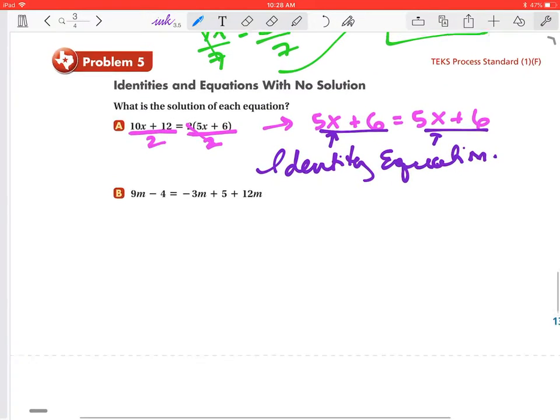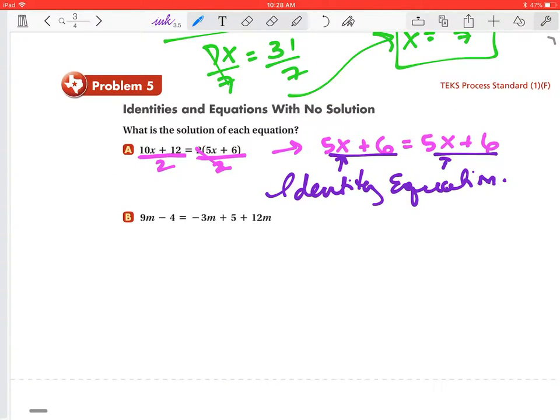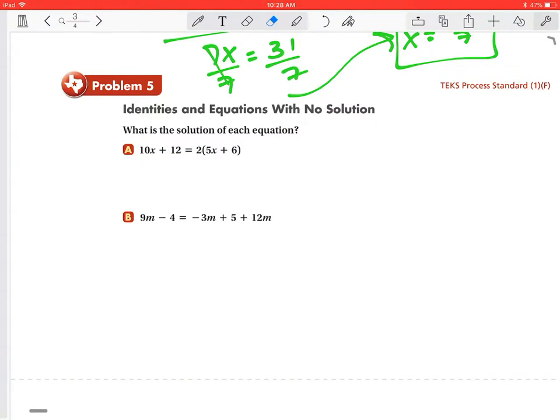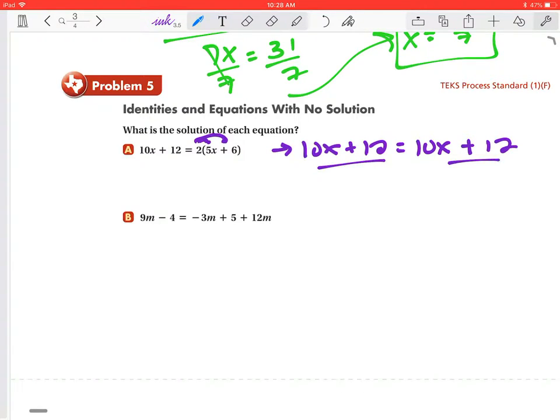Now, problem B, all right? Now, just on the off chance, let me talk about problem A real quick. Again, if you don't see that all 3 of those numbers are equivalent and you can divide, you can distribute. So then this would become 10x plus 12 is equal to 2 times 5 is 10x, and 2 times 6 is 12, okay? So you can go that route as well, and it'll give you the same result. 10 times that variable plus 12. So the equation is still an identity.